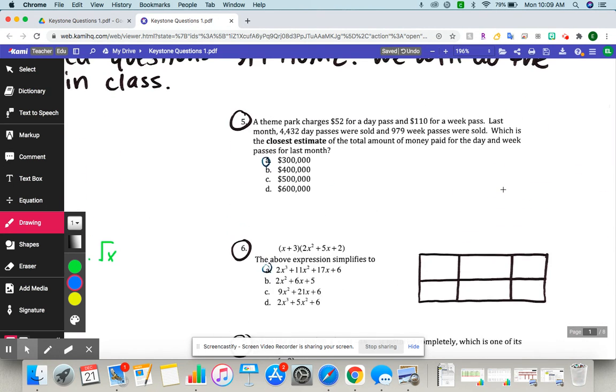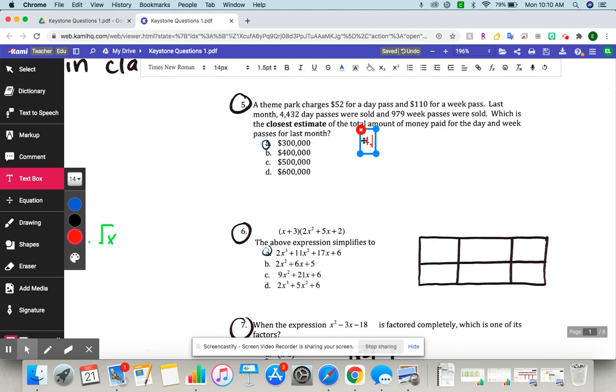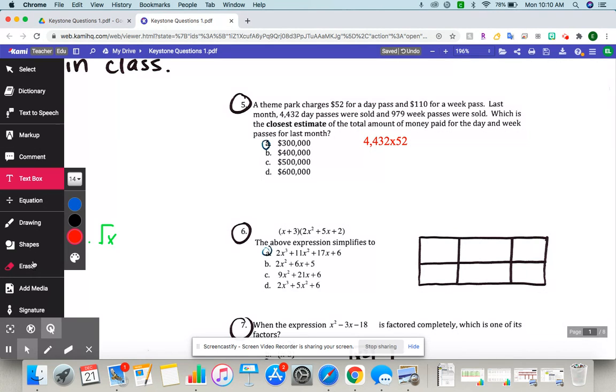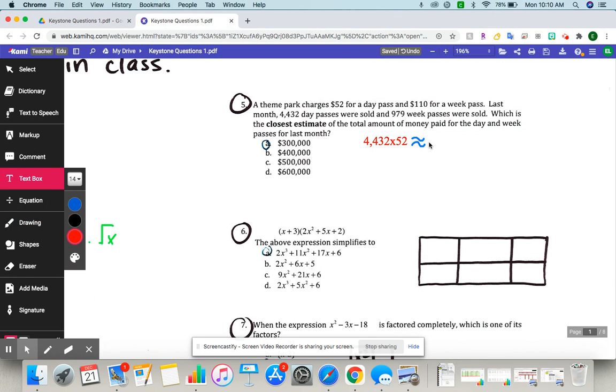Looking over at number 5. A theme park charges $52 a day for a day pass and $110 for a week pass. We're told how many day passes were sold and how many week passes were sold. Well, to find the closest estimate, we would take the number of day passes sold times the cost for a day pass, and that would equal about 230,000. Notice I said about since we're estimating here.